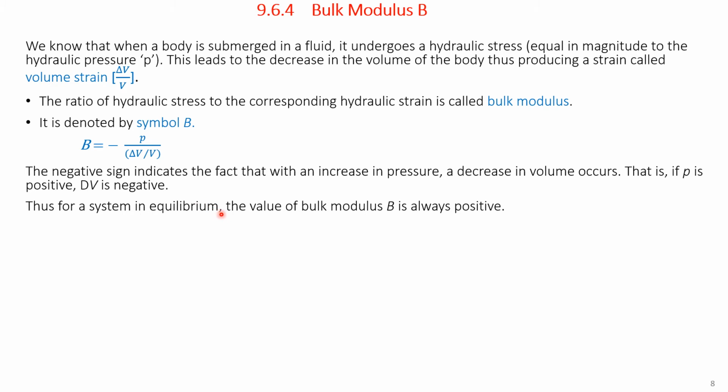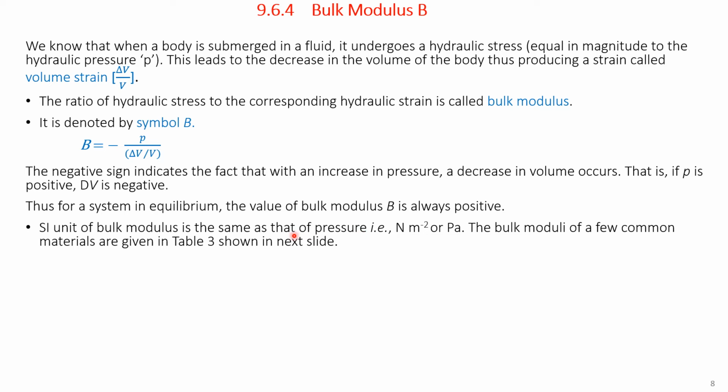If the system is in equilibrium, the value of bulk modulus is always positive. The SI unit of bulk modulus is the same as that of pressure, that is newtons per meter square, or Pascal, that is Pa. The bulk moduli of a few common materials are given in Table 3 shown in the next slide.